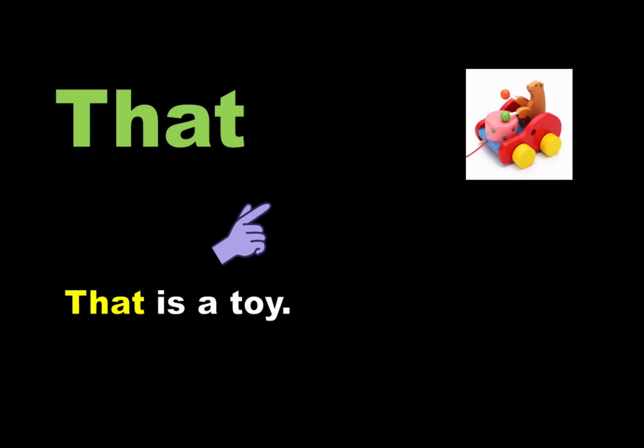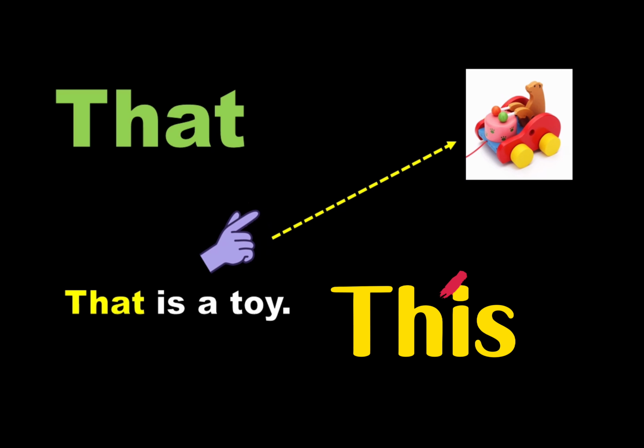Let's look at the next one. That is a toy. Well, the same rule that I've mentioned on the first one applied in this situation as well, which is one toy, a singular noun. However, the difference between the first one and this is the distance. The toy is quite far away from the pointing finger, which is why you don't use this instead.